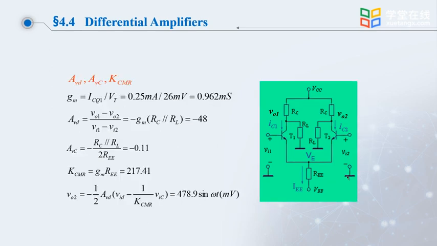Transconductance Gm is equal to the collector current divided by the thermal voltage VT, so we can find that the gain of the differential mode circuit AVD is equal to GMRL. The common mode gain AVC is equal to RL out of 2 REE. We can find the common mode rejection ratio equal to GMREE. Substitute it into the expression of VO2. It is equal to -1 out of 2 AVD times (VID minus 1 out of KCMR times VIC) to find the final result.